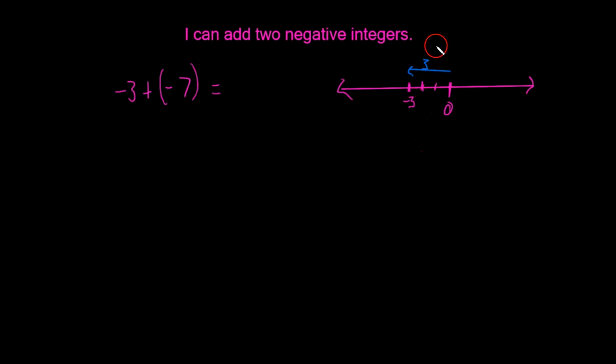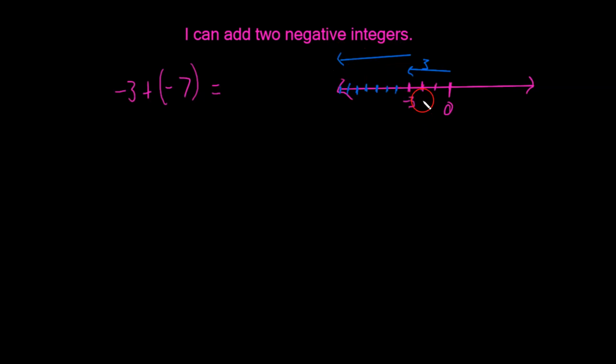Now we're adding. So when we think adding, we think moving to the right. However, we are adding negative 7. So if we're adding a negative, we are in fact moving to the left. So we're going to move another 7 to the left. So let's go 1, 2, 3, 4, 5, 6, and 7.